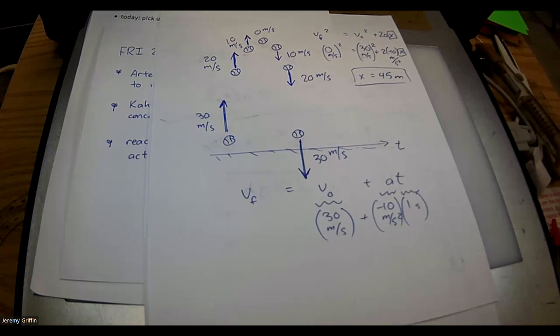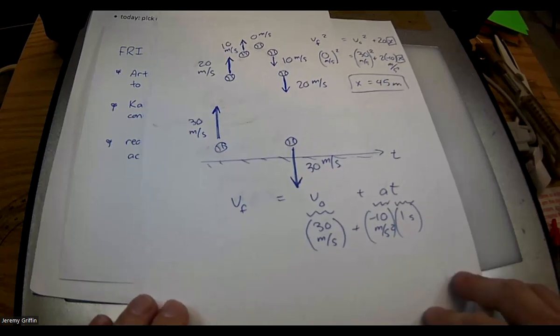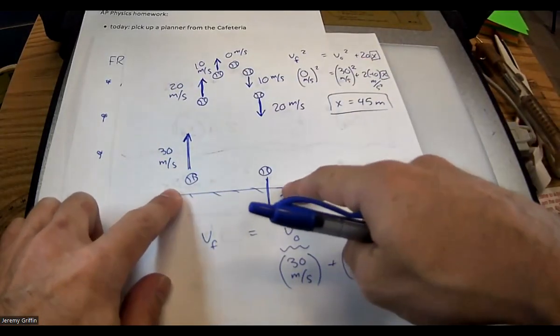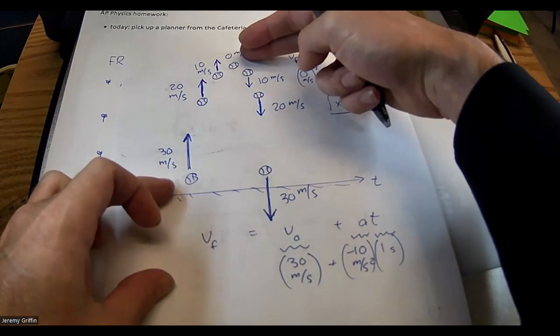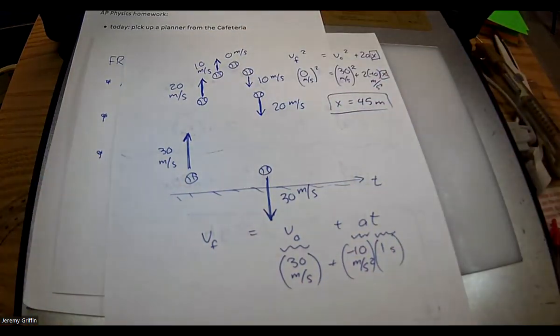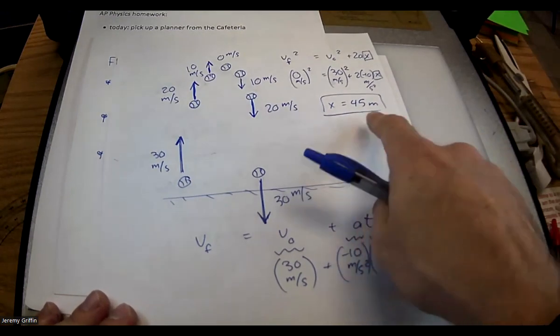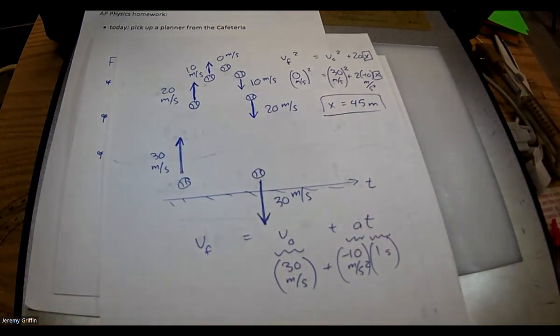Oh, good. Okay. So yeah, that very last question was if your hang time is 6 seconds, 3 seconds up, 3 seconds down, how high can you actually jump? Well, we solved that already with this right here, right? 45 meters, 45 meters. That's one way to do it.